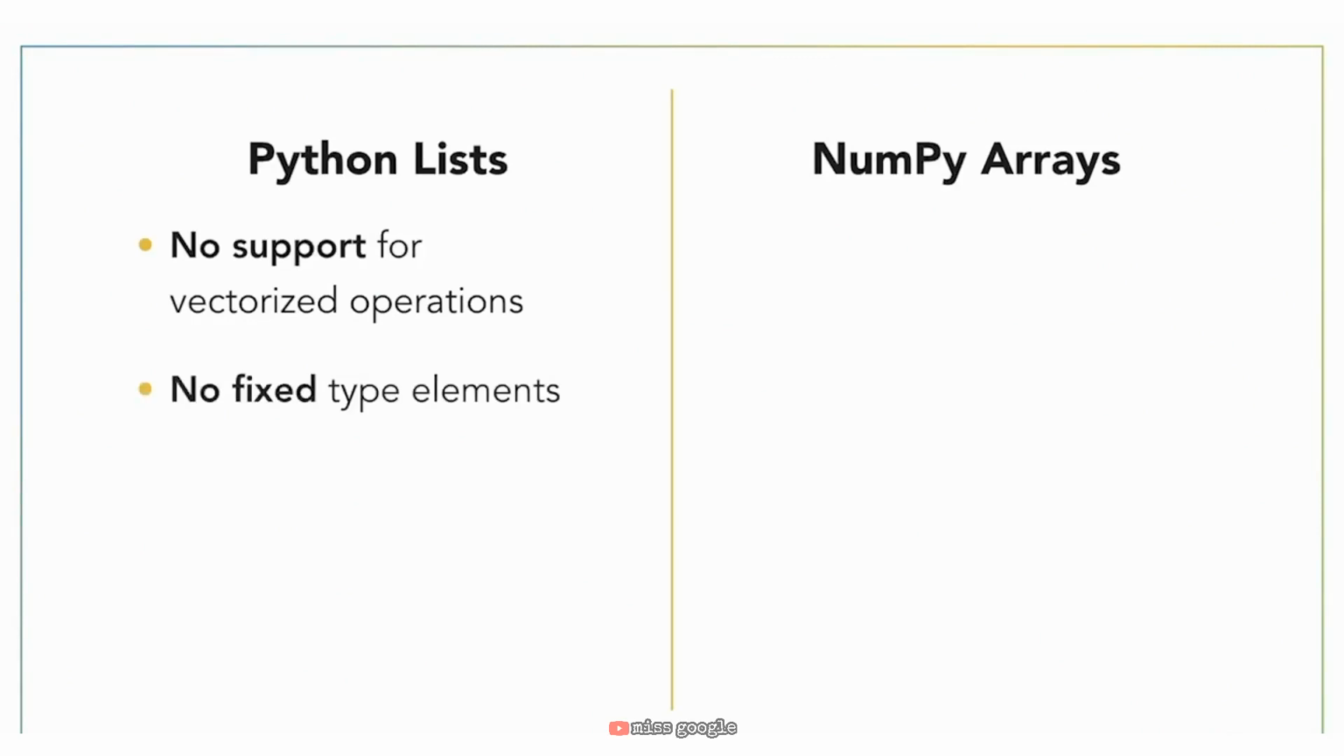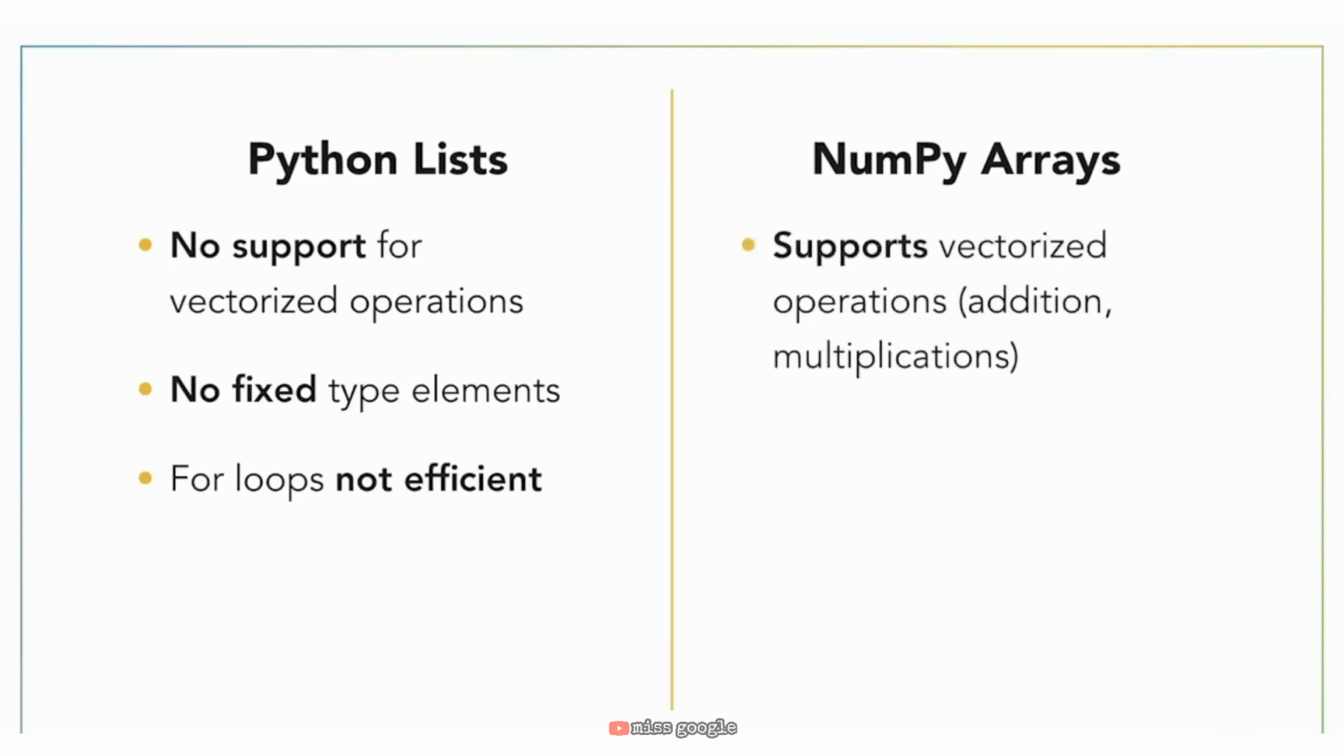Even though Python lists are easy to create and manipulate, they don't support vectorized operations. Python doesn't have fixed type elements in lists, and for example, for loops are not very efficient because at every iteration, data types need to be checked. In NumPy arrays, this situation doesn't occur as the data type is fixed and it also supports vectorized operations.